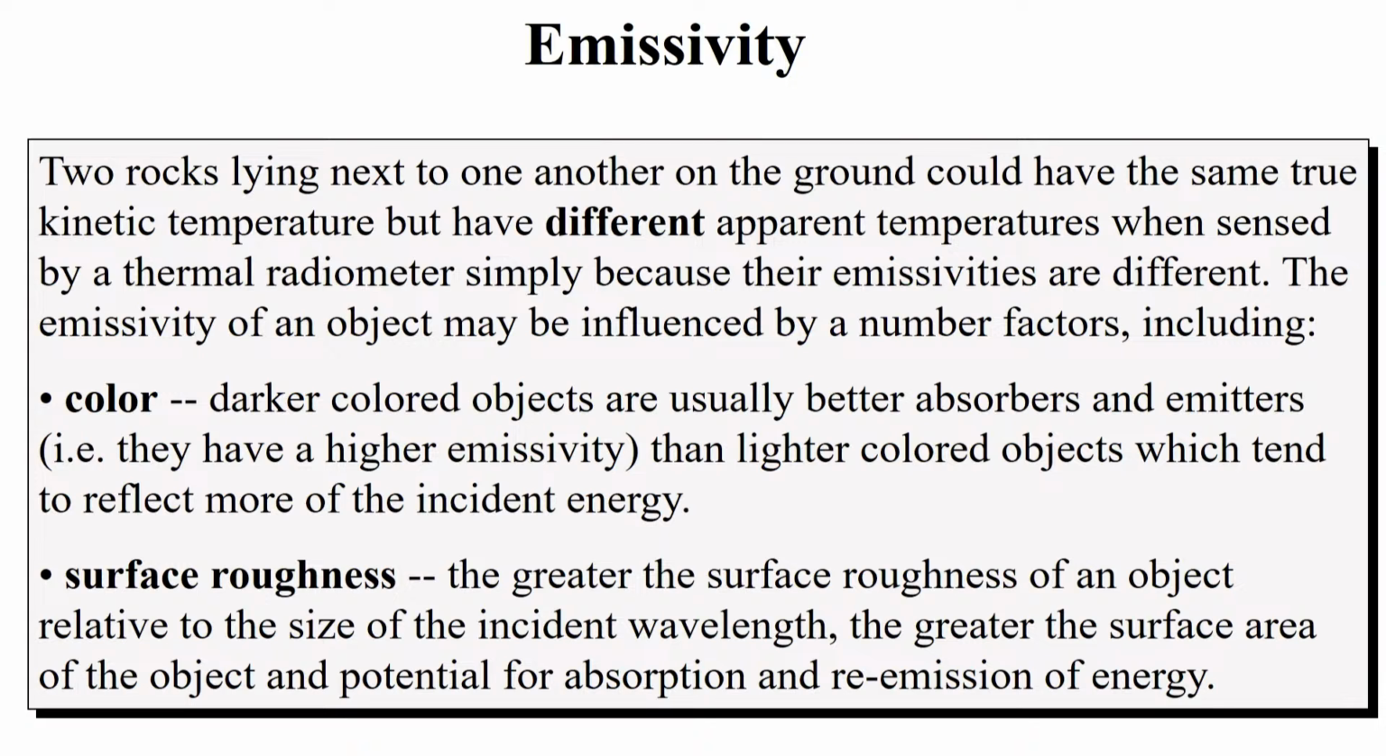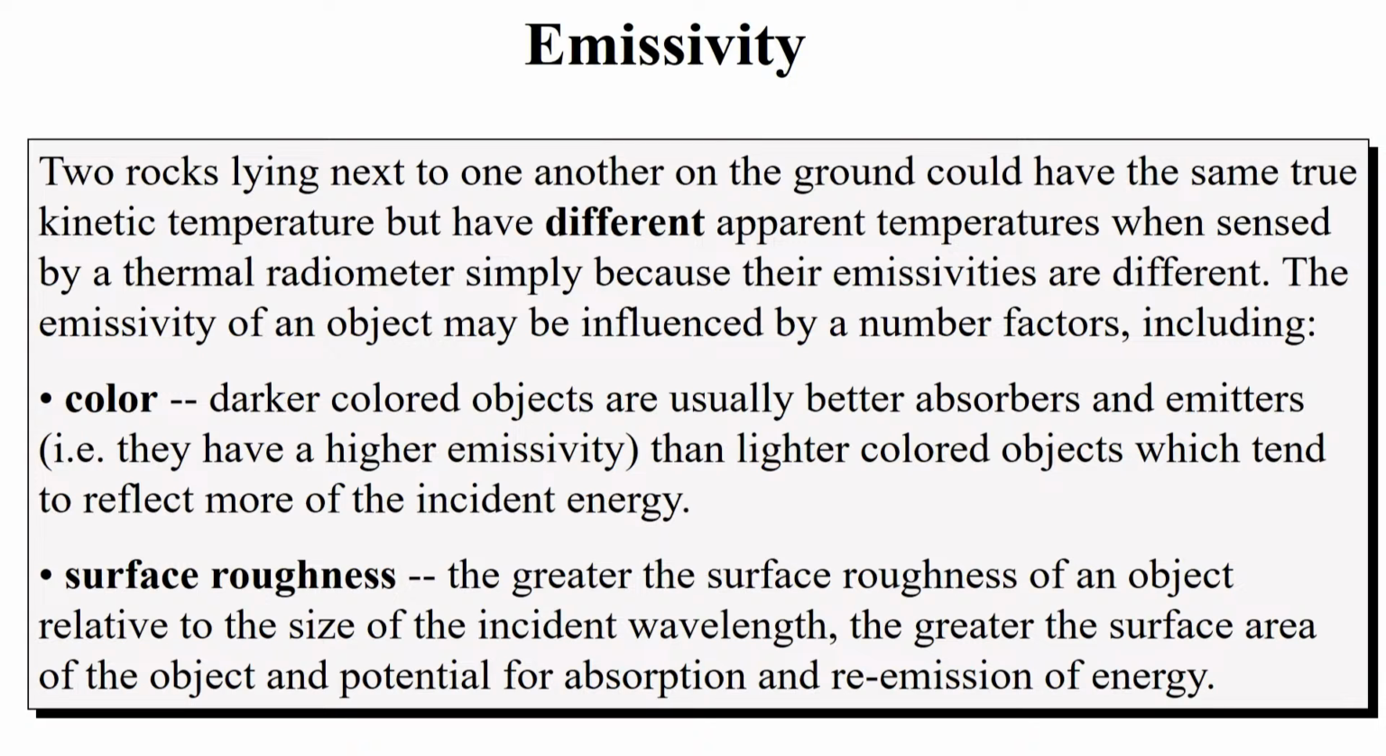The first one is color. Darker color objects are usually better absorbers, and when they are better absorbers, they are good emitters. If they are good emitters, it means they have high emissivity. Light or bright colored objects have less emissivity, because there is more reflection of the incident energy than absorption. When an object reflects more, absorption is less, and when absorption is less, emissivity is also less, because emissivity depends on the absorptance.